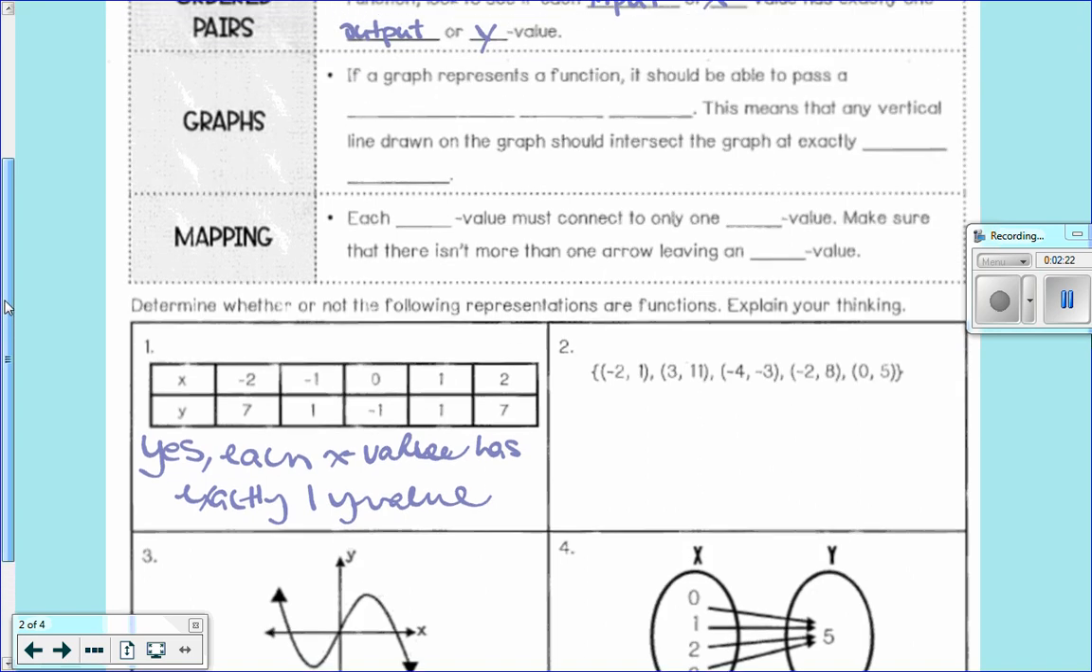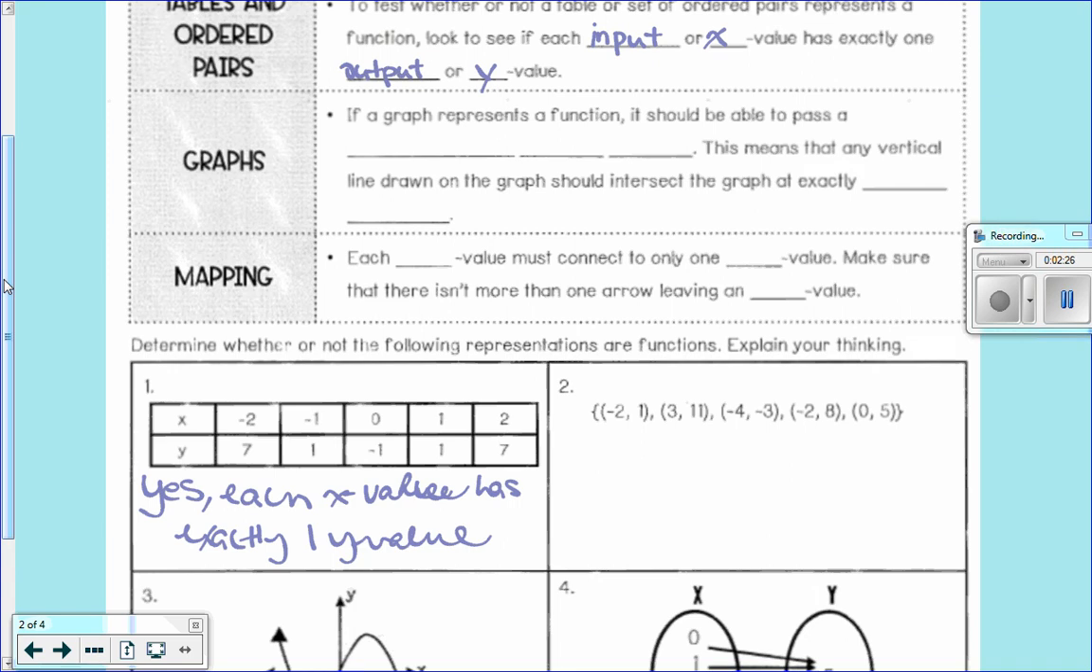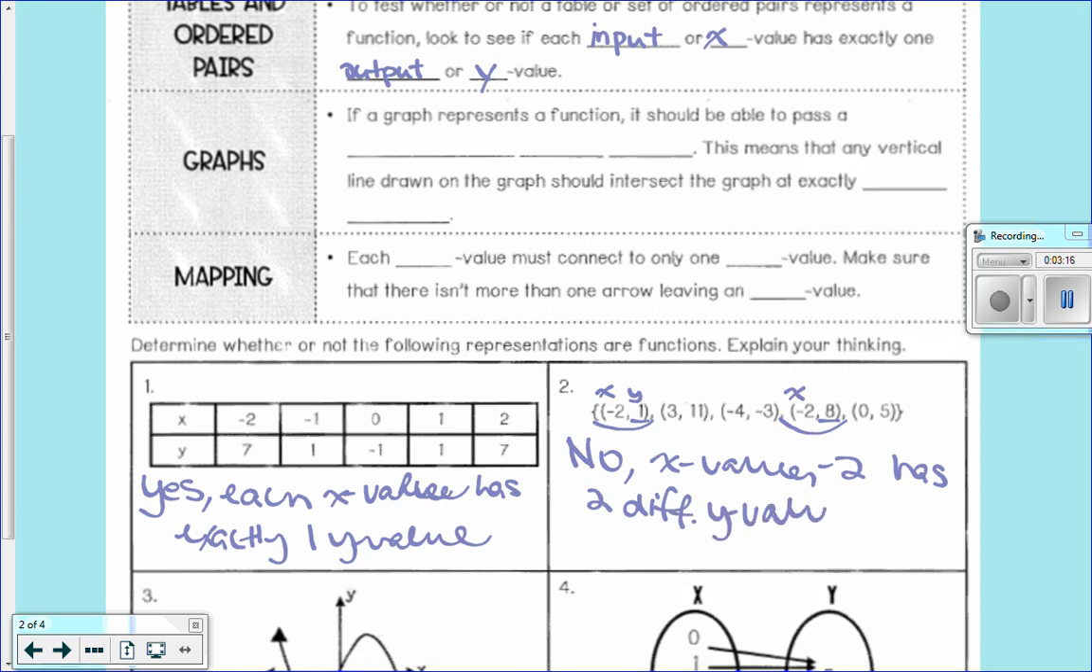Number 2, we have a set of ordered pairs. So let's look at that. Is this a function? Look at your x value, since it has exactly one y value. So this is our x, right? This is our y. So exactly one x value has exactly one y value? No. Because the input of your x value, -2, has 2 different y values. Questions? Clarify anything? Okay, so this is determining a function in a table and with ordered pairs.